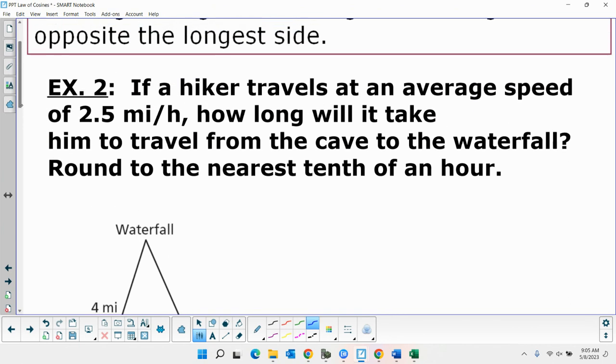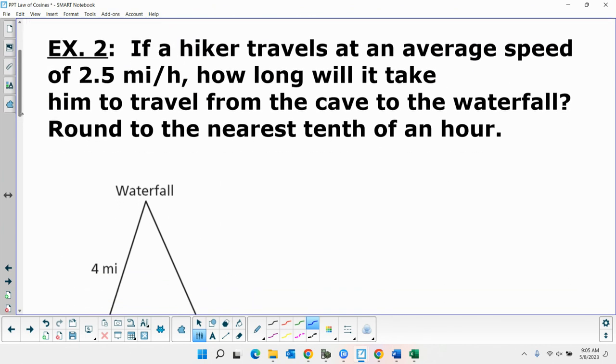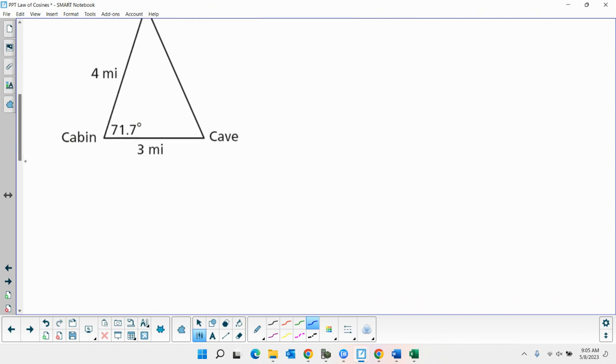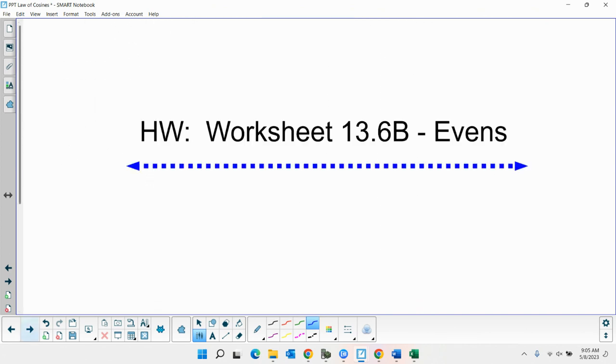And then we're going to figure that out, but I'm not going to give you anything like that on the quiz anyway. All right, so just doing the even ones on this worksheet. Law of cosines, it's got 2, 4, 6, 8, and 10. Just the evens.